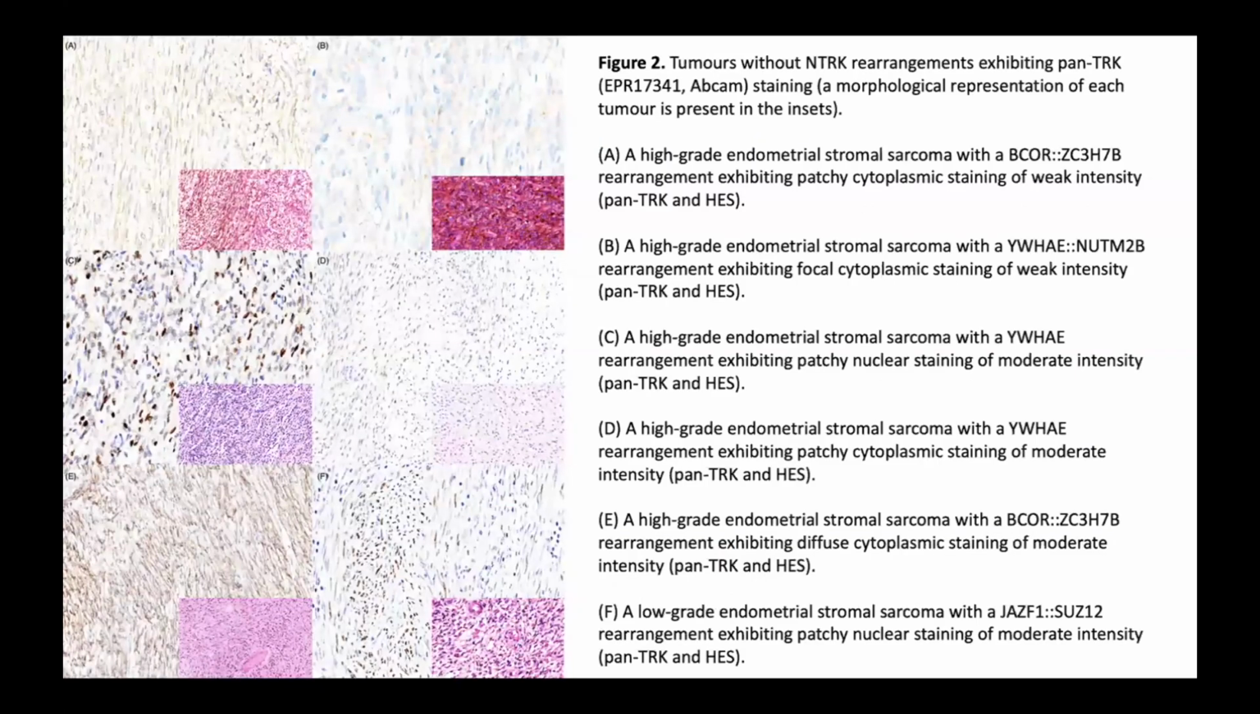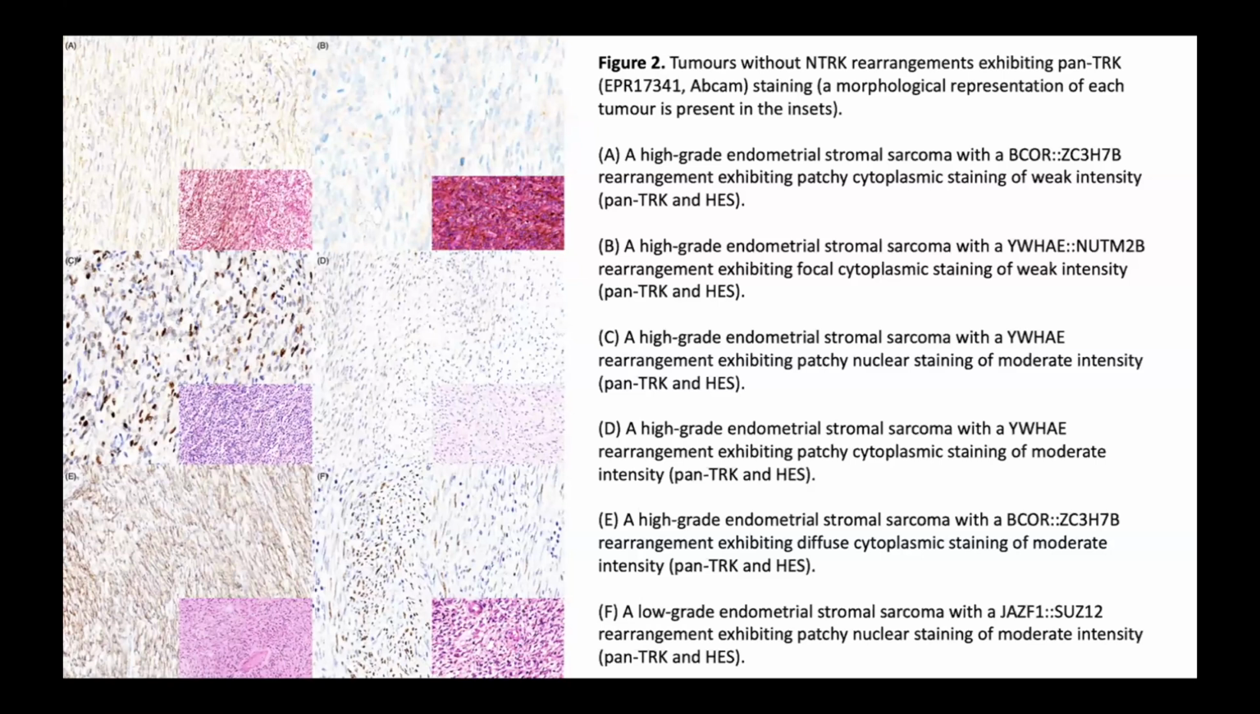This is similarly showing the pan-Trk expression and morphology in those tumours. A is showing patchy, weak staining. B is showing focal weak staining. C is patchy, moderate staining, but it's showing a nuclear pattern of staining. D is patchy, moderate intensity staining. E, diffuse, moderate intensity staining. And F, patchy, moderate staining, again with nuclear staining.